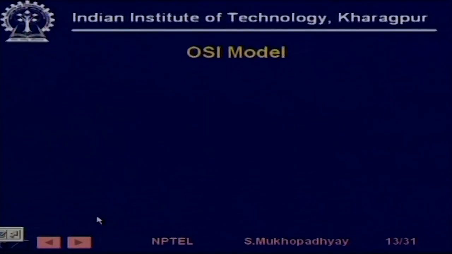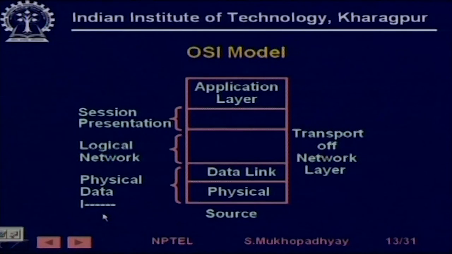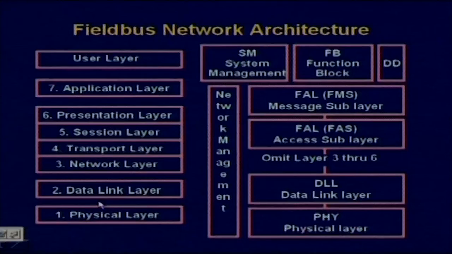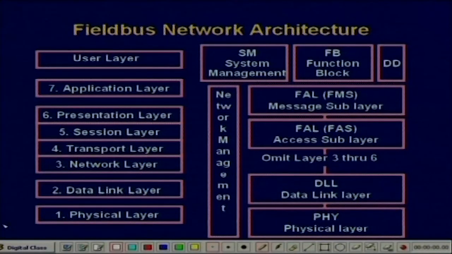So therefore the user layer is actually not specified. But as we will see, in the particular case of industrial automation networks, this is adapted, right? So what is done is we'll skip these slides and see the Fieldbus network architecture. In the Fieldbus network architecture, there are certain differences.